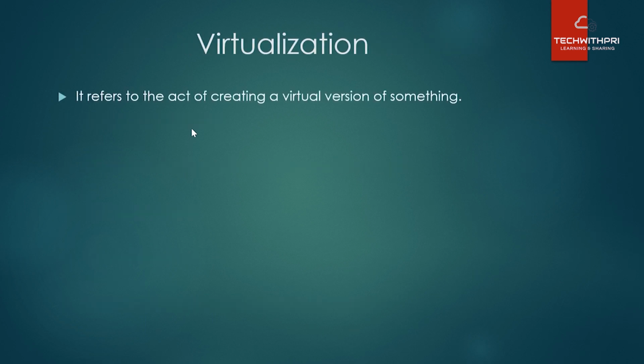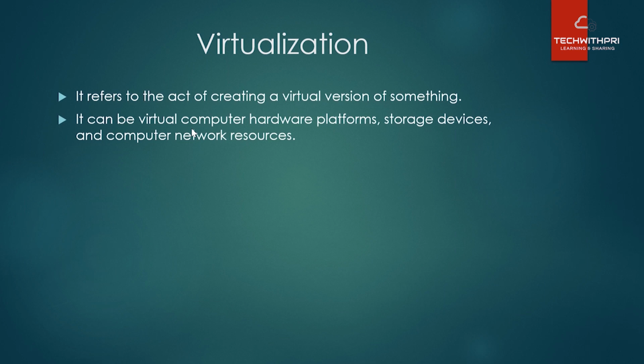So very simply, virtualization is a technique, and by applying this technique you can create a virtual version of something. Here, something means you can create a virtual version of a server, virtual machines, virtual network interfaces, storage devices, and many more. So it can be virtual computer hardware platforms, storage devices, and computer network resources. Now let's understand virtualization with the help of a picture.